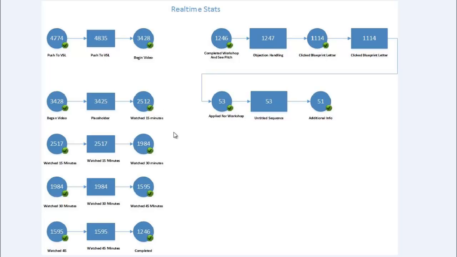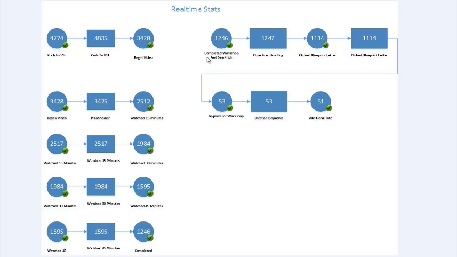After they watched 15 minutes, the people got a reminder, after they watched 30 minutes, another one, and I kept going on the ladder until I had, let's round it out, 1200 people that completed the workshop and saw the pitch.